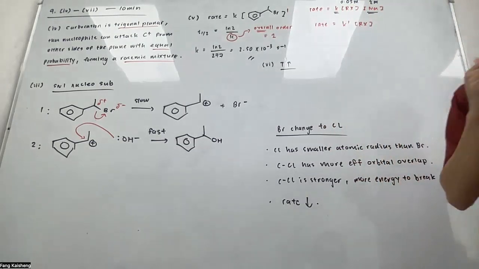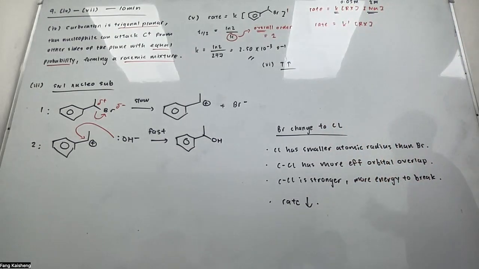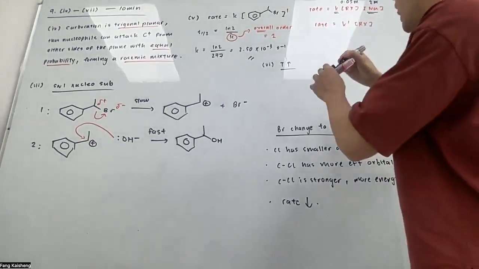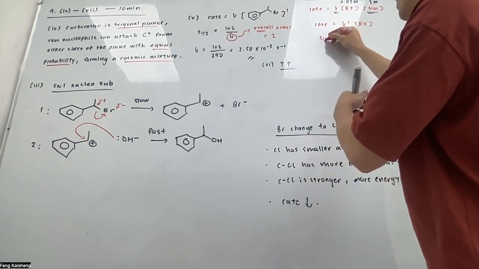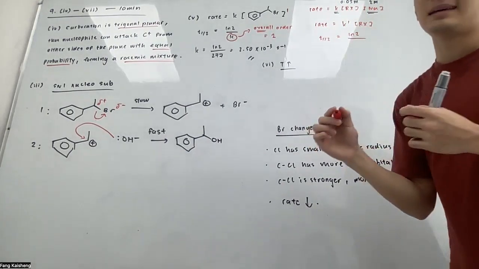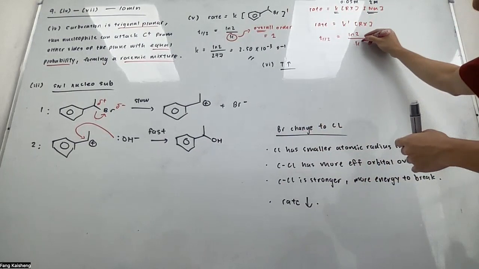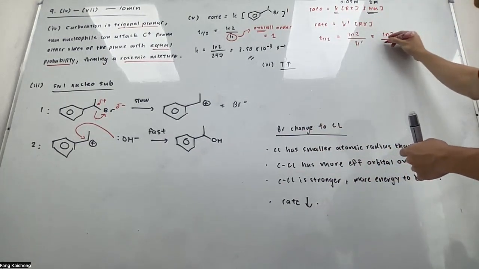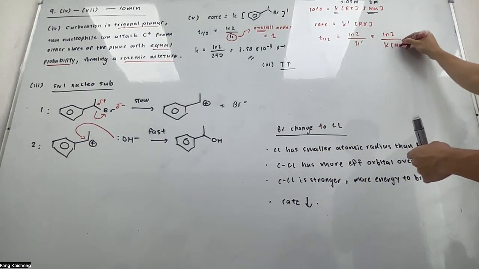So based on the conditions in the question, I can form K prime and RX. Now guys, is this now an overall first order reaction? Yes. Now this is overall first order. So I can basically find ln 2 over what? K? Should be K prime. Because you must use this K prime because it's overall first order. So it's ln 2 over K times nucleophile.